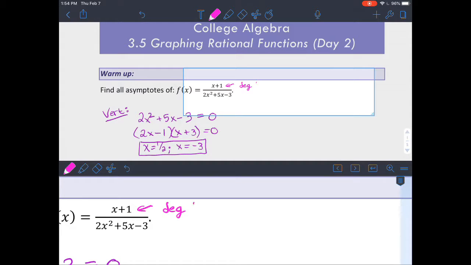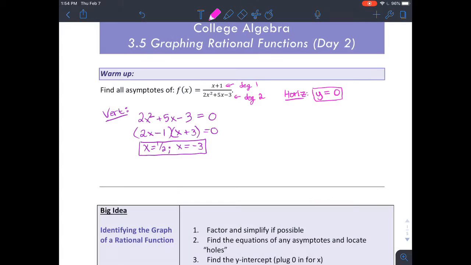Horizontal or slant depends on the degree of the two polynomials that are being divided. This is a case where the degree on top is smaller than the degree on bottom, which automatically means y equals 0 is your horizontal asymptote.